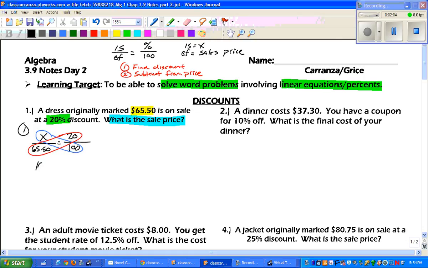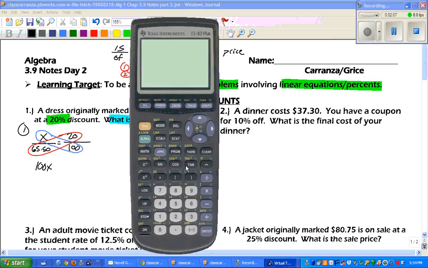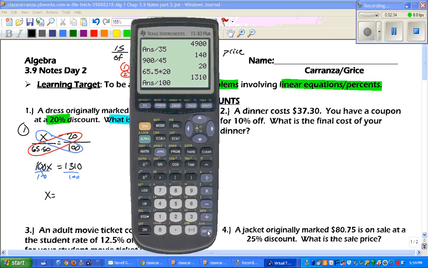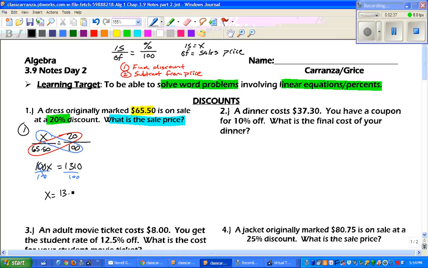So 100 times x is 100x. And then on the other side, we have to do 65.5 times 20. And that gives us 1,310. To solve, we have to get the x by itself, so I'm going to divide by 100. And x equals 1,310 divided by 100, 13.10. And we're talking about money, so we have to add the second decimal.